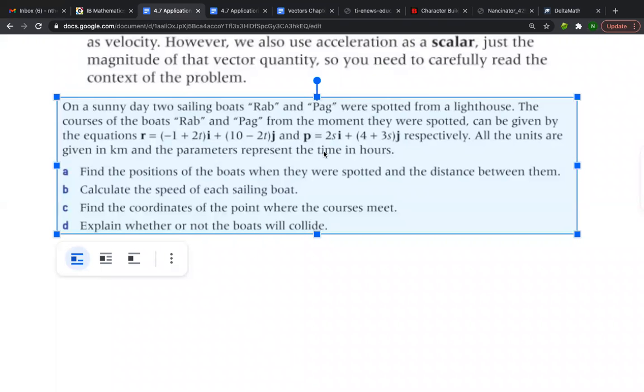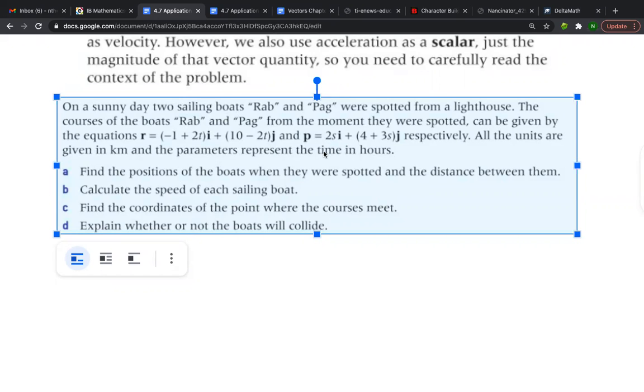The question reads, on a sunny day, two sailing boats, Rab and Peg, were spotted from a lighthouse. The courses of the boats are given by these equations. All the units are in kilometers and the parameters, that's the t, represent time in hours. So question A wants us to find the position of the boats when they were spotted and the distance between them.